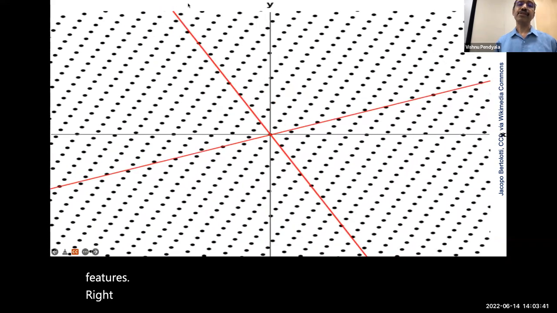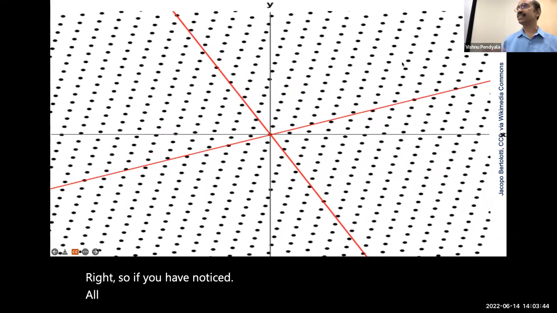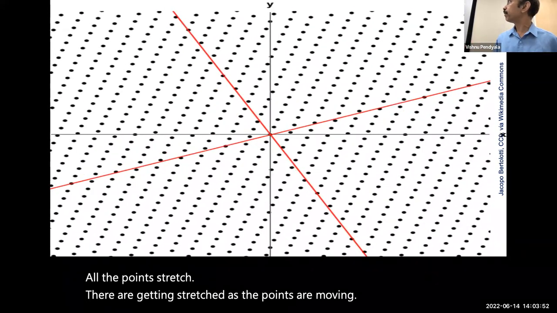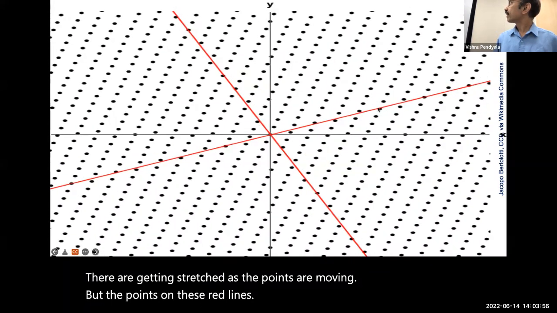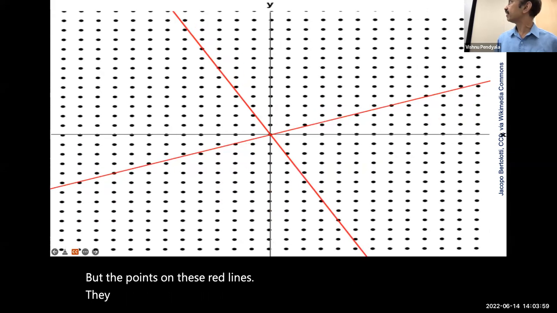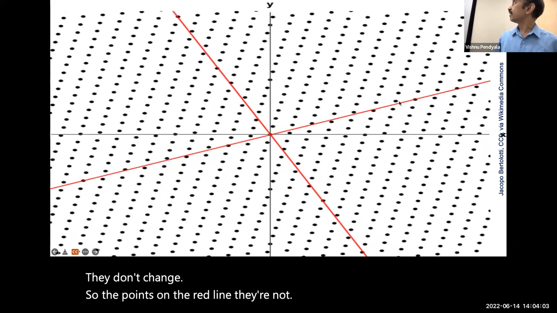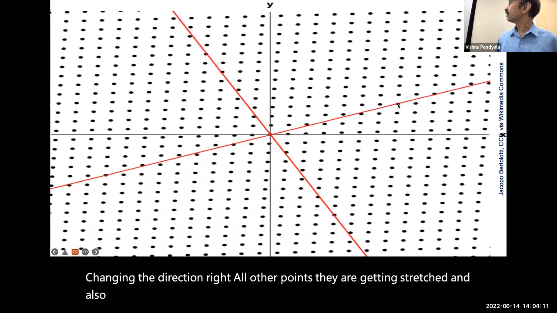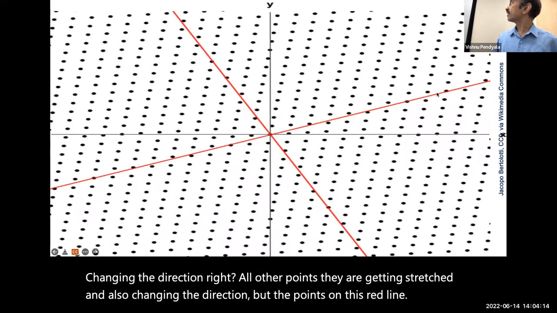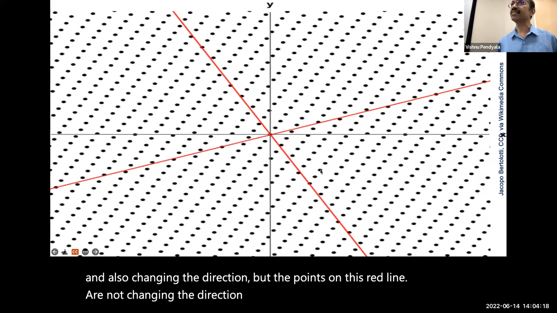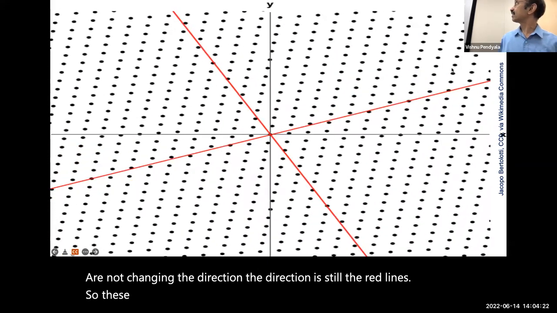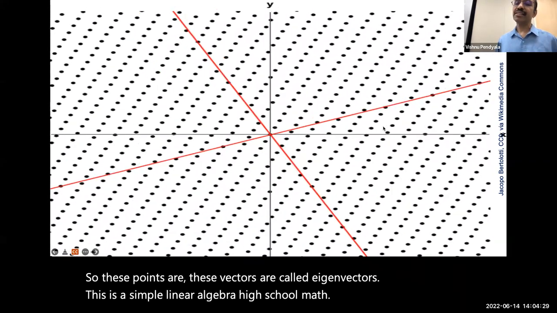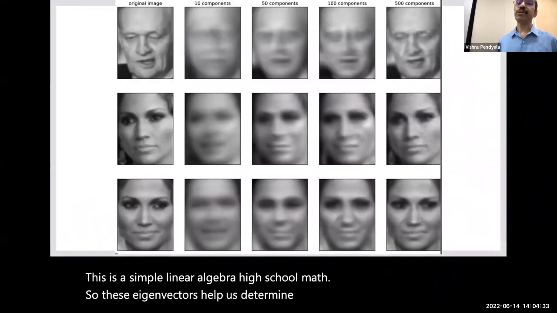right? So if you have noticed, all the points stretch. They are getting stretched as the points are moving. But the points on these red lines, they don't change. So the points on the red line, they're not changing the direction, right? All other points, they're getting stretched and also changing the direction. But the points on this red line are not changing the direction. The direction is still the red lines. So these points or these vectors are called eigenvectors. This is simple linear algebra, high school math. So these eigenvectors help us determine the principal components.